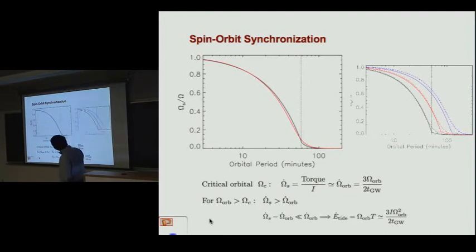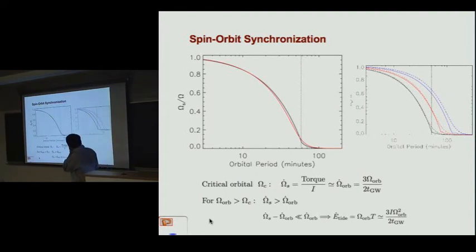Spin frequency divided by orbital frequency. You can see at large orbital period, the spinning is basically slow. And when you get closer, it's synchronized. There is a critical frequency, which we call omega C, at which the tidal spin-up rate becomes comparable to the orbital frequency increase rate. And that's the point where the spin-up becomes very efficient.